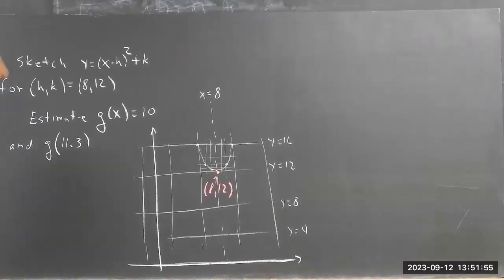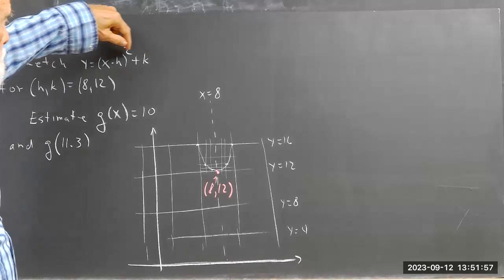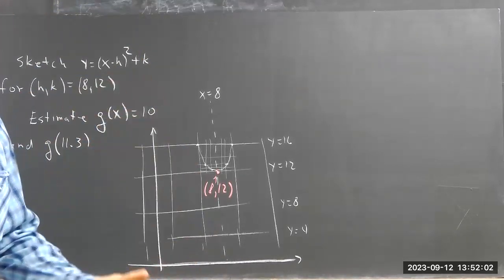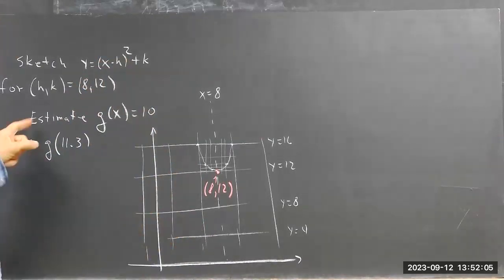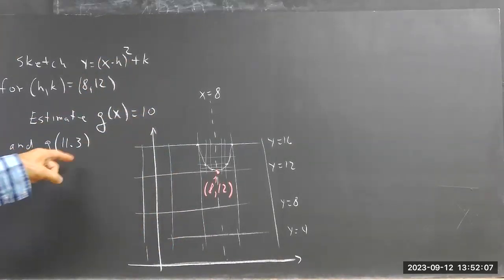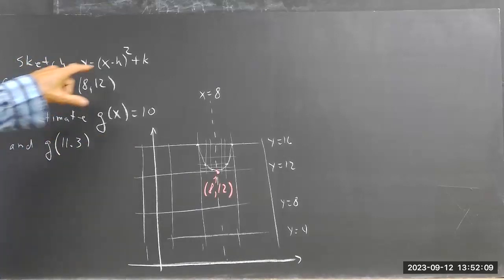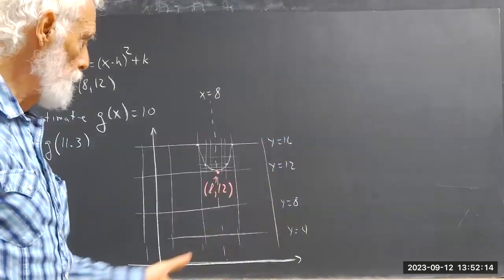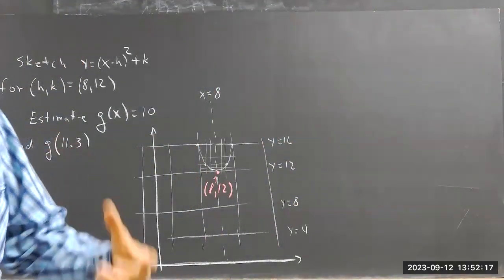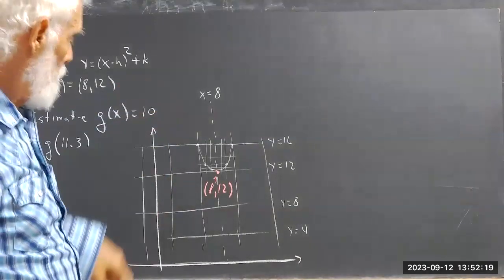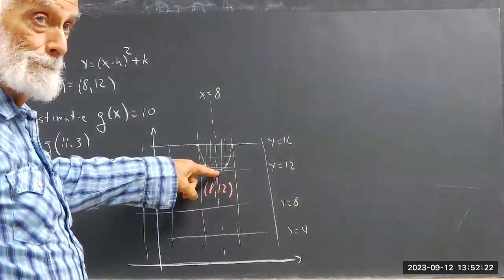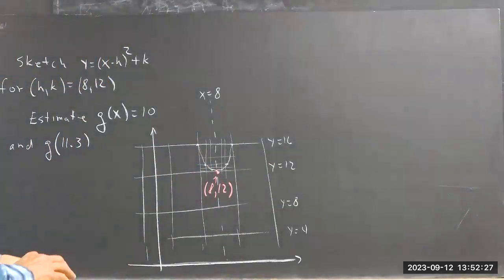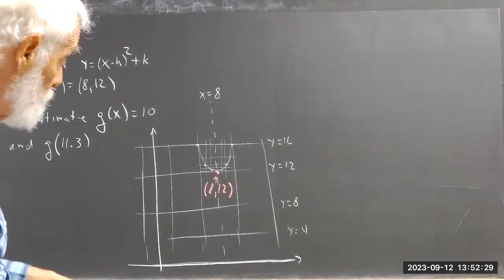Okay, so what we've done: sketch y equals (x minus h) squared plus k for (h, k) equal to (8, 12). It's like the last problem in your assignment. We estimate g of x equals 10 and g of 11.3. Well, first we want to sketch this thing. So we sketch a grid of 4 squares by 4 squares. It's our standard. And we locate the point (8, 12). Everybody should be able to do that. If not, you can always ask.